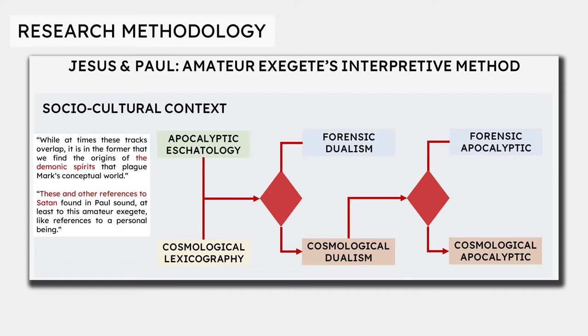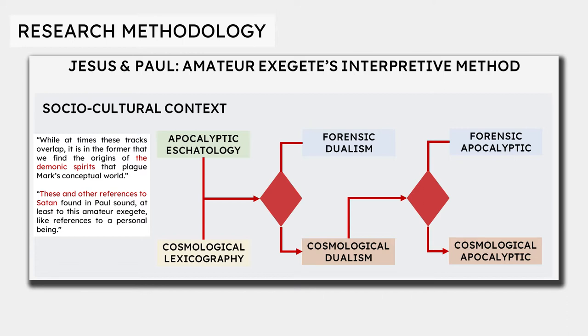If we move further back up the flowchart, we can see Ben previously concluded that Jesus and Paul held to an apocalyptic eschatology in which the current age comes to a dramatic end in a moment of great conflict, as mentioned previously. And he also came to the conclusion that their lexicography, the words they used when discussing the origin and cause of evil and sin, was cosmological.